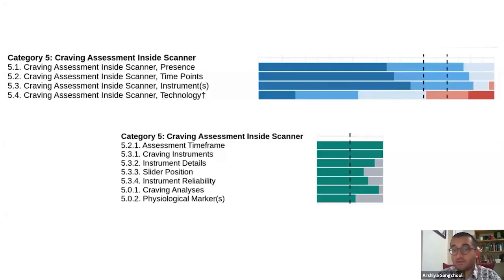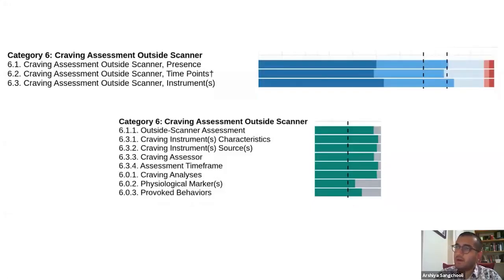And it should be mentioned, there's relatively little data on this, but it should be mentioned what the exact instrument was that was used for collecting craving data, and what the technology was. Was it a response box or a joystick or something else? Then craving assessment outside the scanner also is quite important, both before and after the task is conducted.